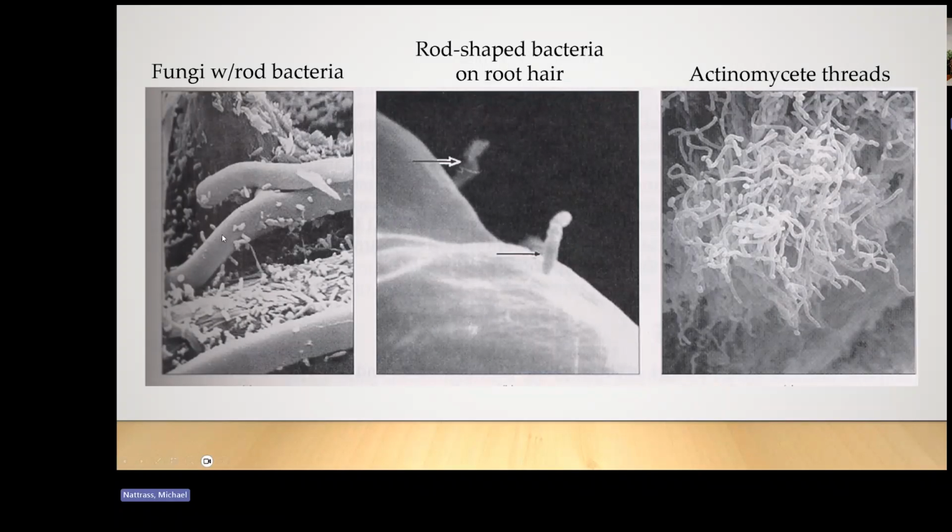So just a look at the different shapes. We've got rods. We've got a rod on a root hair, and this is important because if you look under the microscope and you can identify the shape, it gives you a diagnostic tool to determine which species is actually attacking your plant. And once you know the species, then you can go to the proper bactericide in order to combat this.